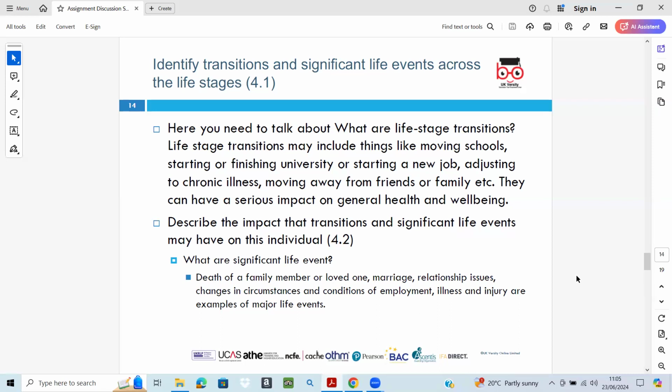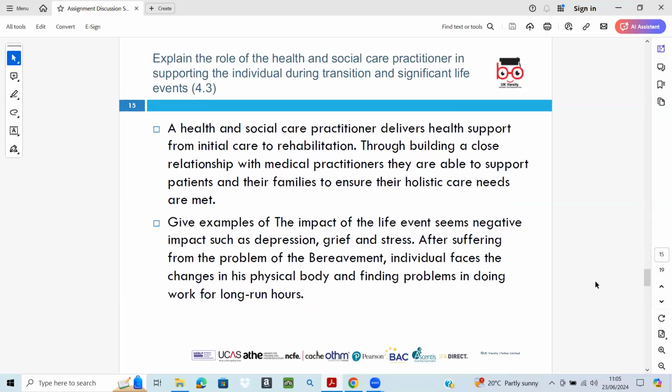So we also need to describe the impact of transition and significant life events on the individual. This could include emotional impact, social impact, physical impact, and psychological impact as well. Then we have to explain the role of the health and social care practitioner in supporting the individual during transitions and significant life events.